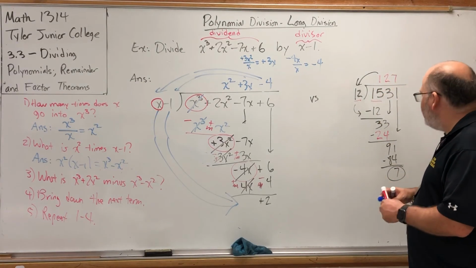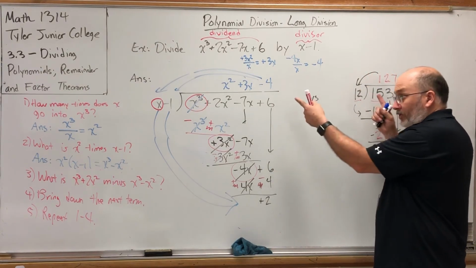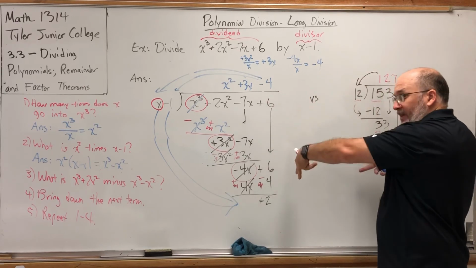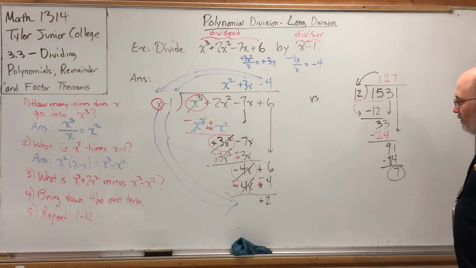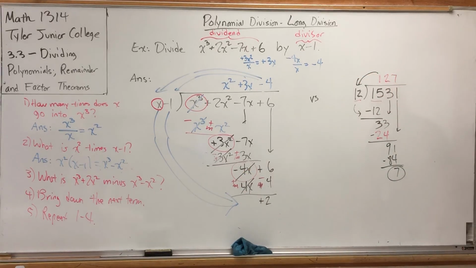So it's the same steps. How many times does this go into this? Write the result up top, multiply, subtract, bring down the next term, and then keep doing it. After you've brought down the final term, you only have to go through it one more time. Let's talk about the remainder.